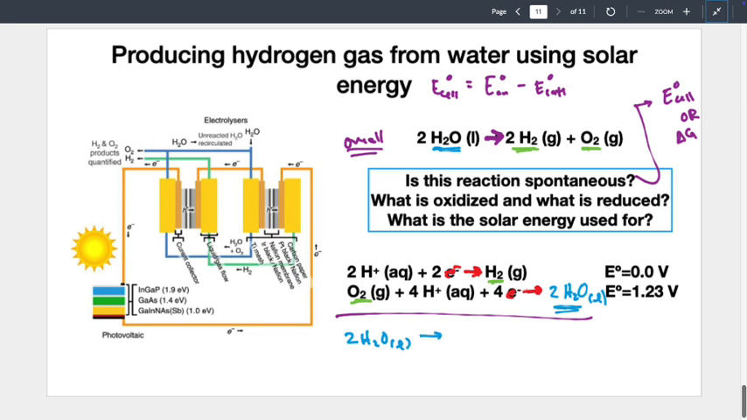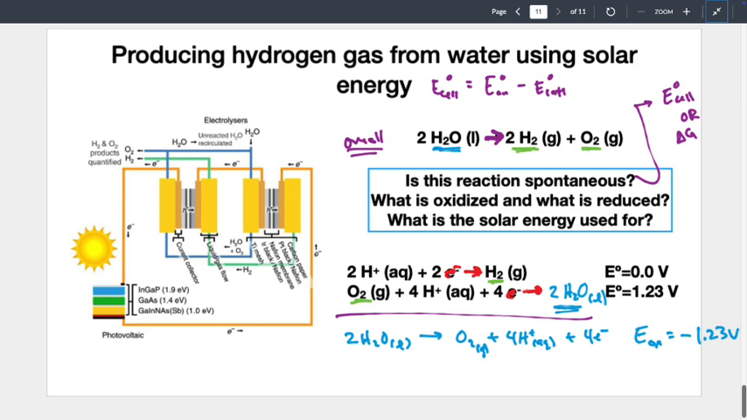When I flip, everything else is going to spin around. I guess I'll put on all the phases. I don't technically need the phases for this one, plus 4 electrons. When I flip that equation, I'm no longer looking at a reduction potential. I'm looking at an oxidation potential. Because I've flipped it, I will flip the sign on it to be negative 1.23 volts.